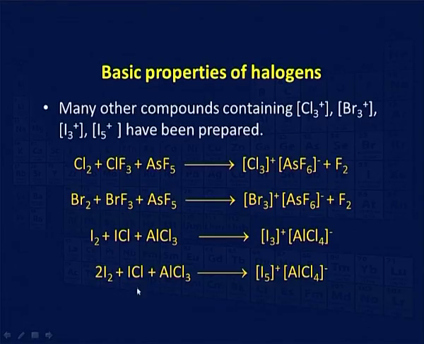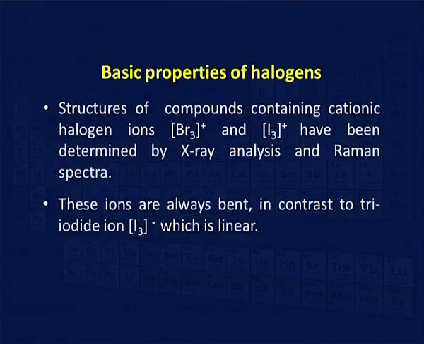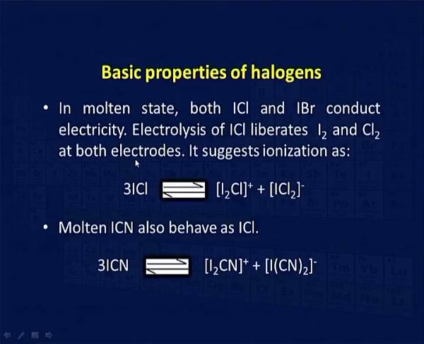Many other compounds containing the trichlorine positive ion, tribromine positive ion, triiodine and pentaiodine positive ions have also been prepared. This is the presentation of the various reactions involved in how these positive ions have been prepared. The structures of compounds containing cationic halogen ions like the tribromine cation and triiodine cation have been determined by X-ray analysis and Raman spectra. These ions are always bent, in contrast to the triiodide ion, I3-, which is linear in nature.